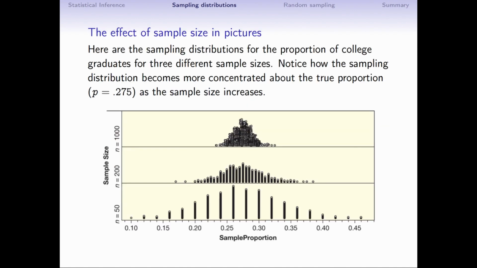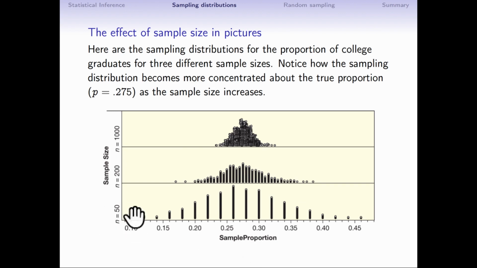Let's take a look at the same phenomenon in some pictures, right? Here are the sampling distributions for the proportion of college graduates for 3 different sample sizes. You can see the sample sizes listed here. There's n equals 50, n equals 200, and n equals 1,000. And by looking at them together on exactly the same scale, we can see what's happening.